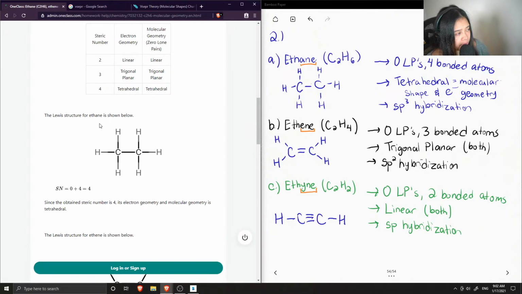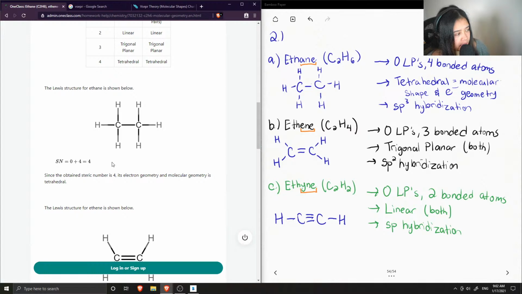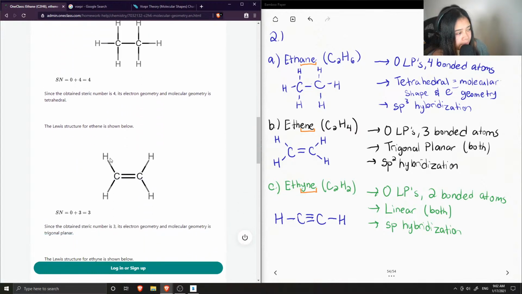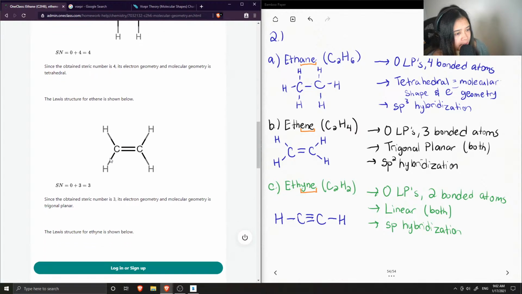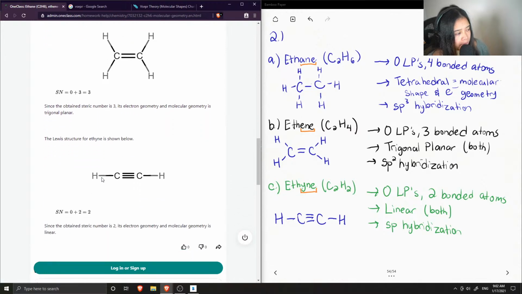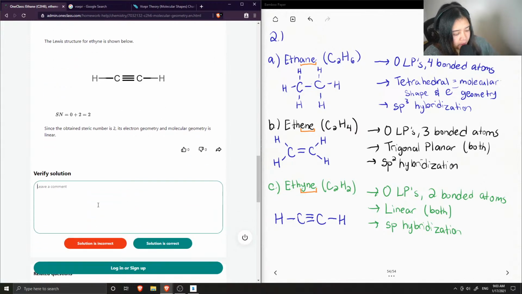The Lewis structure for ethane is shown below. Okay, so they have the same structure and also got tetrahedral. For ethene, they have the double bond and they have trigonal planar. And then for ethyne, they have the triple bond and a linear electron geometry and molecular geometry. So this solution is correct.